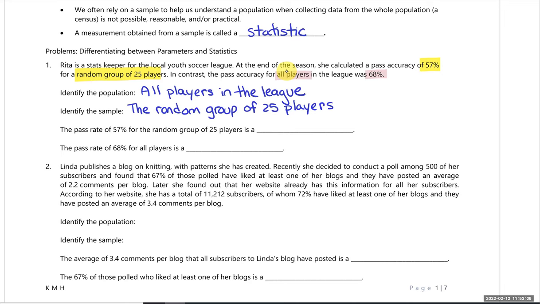And it says random because Rita doesn't want to be biased and maybe only choose the best players. So random means that she just picked players in a way that everybody had the same chance of being in her study. All right, so the pass rate of 57% for the 25 players. So the 57% here described just the sample. So that number is called a statistic. So statistics describe samples. Versus the pass rate of 68%, that was after collecting data from all of the players, the population. So 68% is called a parameter.